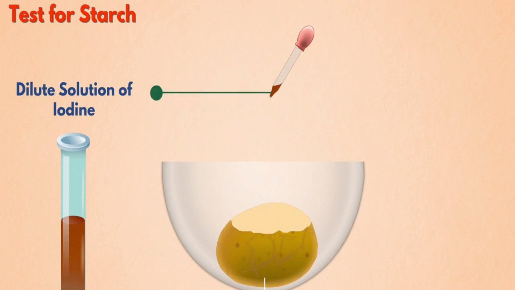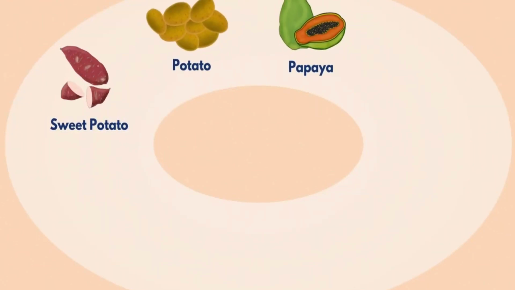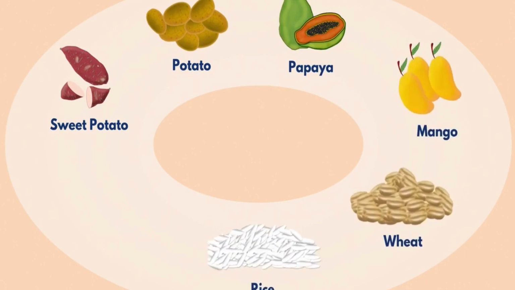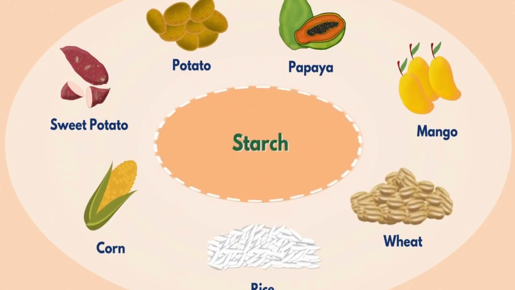Then these food items change into black or dark blue color. It concludes that the starch is present in those food items. We know, children, that starch and carbohydrates are the same.